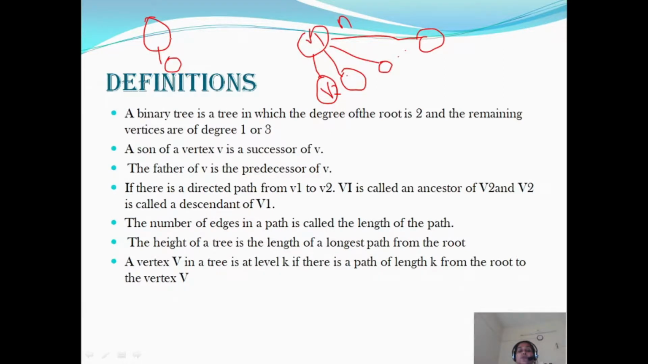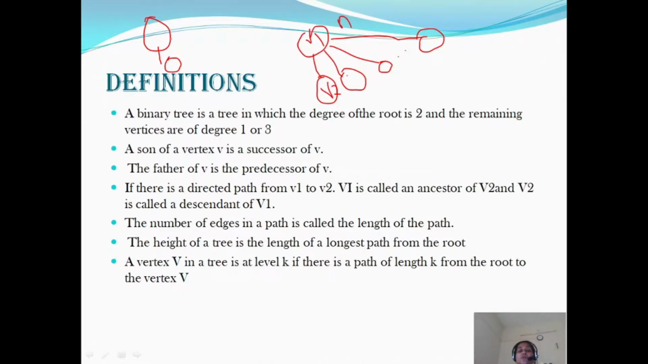What do you mean by son of a vertex? It is a successor of V. For example, this vertex's successors are this and this, isn't it? So these are called the sons of the vertex. What do you mean by father of a vertex? Father means predecessor. This vertex's father is this vertex. So this is called the predecessor of the vertex.